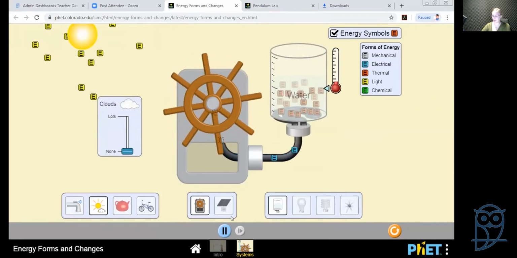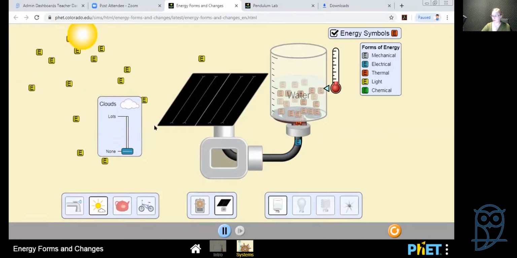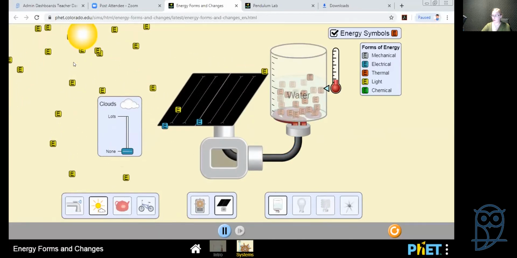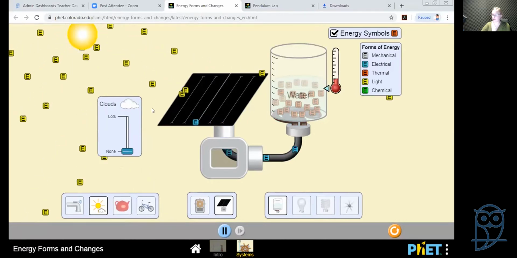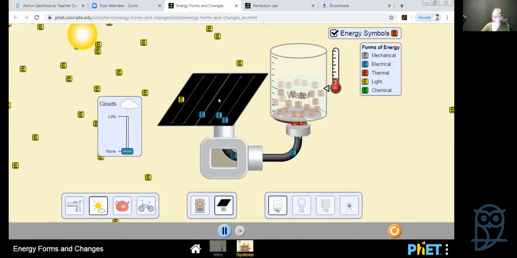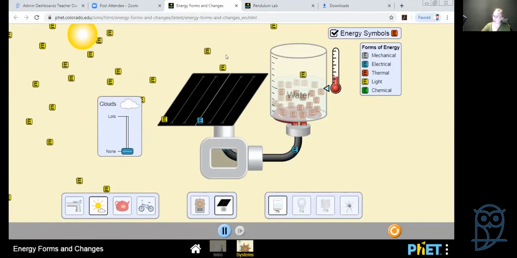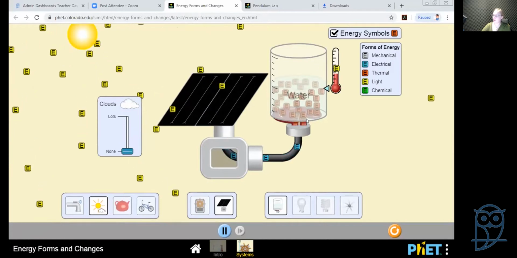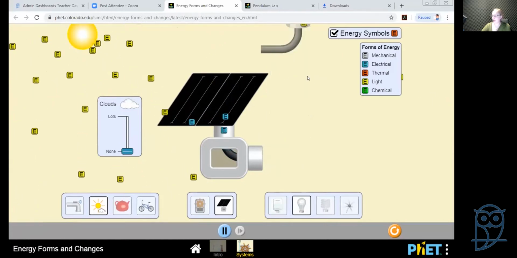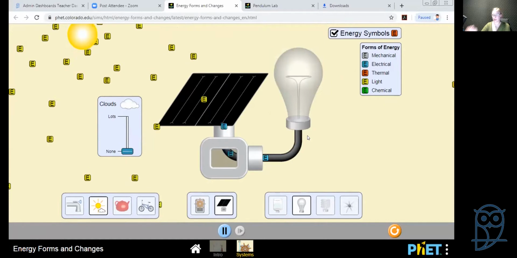So let's go look at a solar panel. So here we've got a solar panel, the sun that is pushing out lots of light particles. As it hits our solar panel, it can either bounce off, as that one did, or it can be turned into electrical energy, which can then be added to water or to the light bulb, etc.